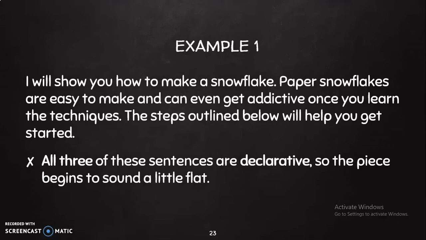Let me read the paragraph for you. I will show you how to make a snowflake. Paper snowflakes are easy to make and they can even get addictive once you learn the techniques. The steps outlined below will help you get started. You see, all 3 of these sentences are declarative. So this piece of writing already sounds boring and flat.